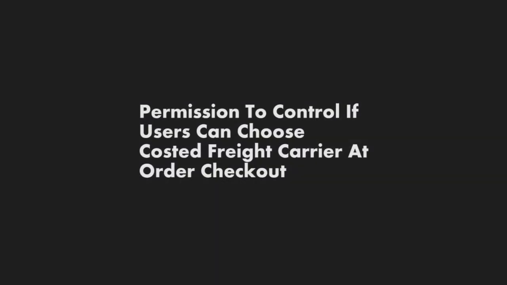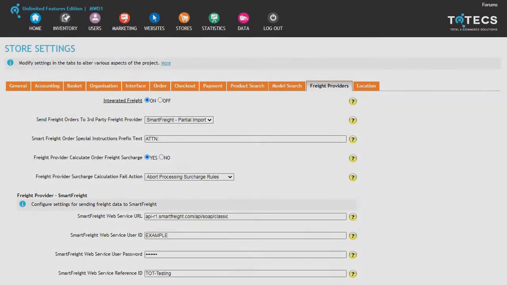Within the TOTECS 14.2 and 14.3 releases, we've added a number of improvements to the SmartFreight integration feature that allows the TOTECS platform to send orders across to SmartFreight, where those orders can then be allocated to freight carriers, and then the goods picked and packed and entered into those freight carriers, automating a number of steps in the process.